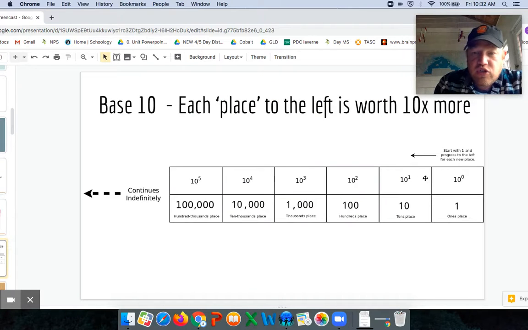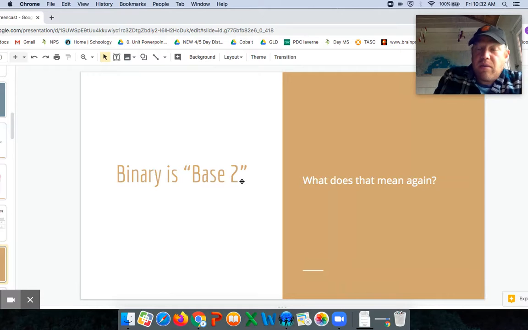So again, just showing you ones, tens, hundreds, thousands. We're actually just going up by exponents. If you don't get that part, it's okay. Don't worry about it. So binary is what we call base 2, not base 10 like we're used to. We've been using base 10 our whole lives. Now it's time to learn a new system. But you're going to be able to do it if you have your thinking cap on.